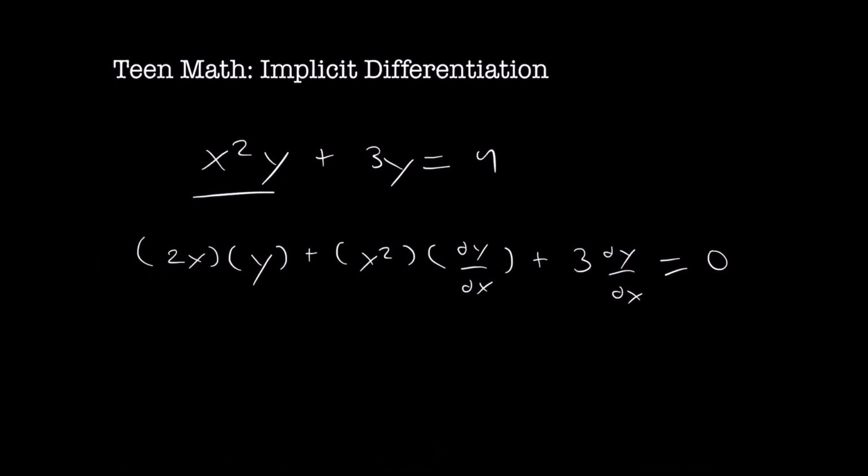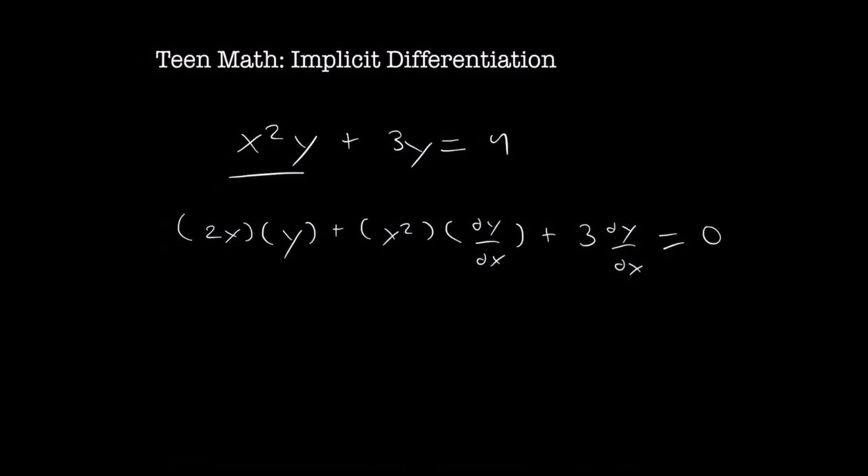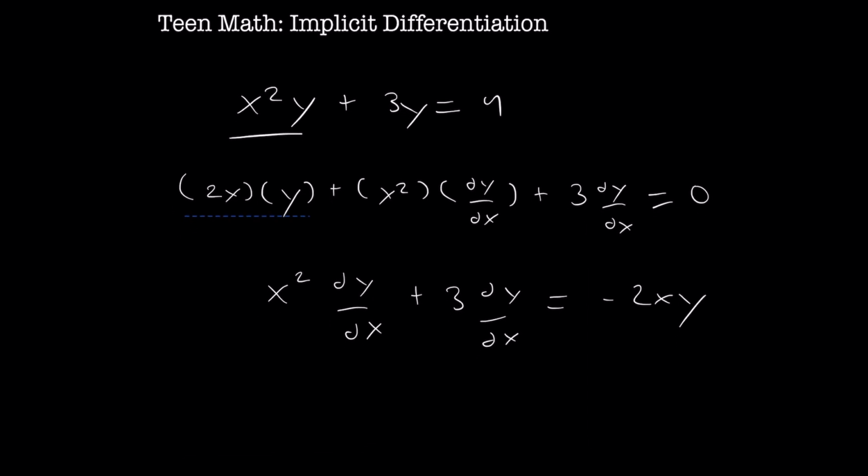Now we have to rearrange this equation so that all the terms including dy over dx are on one side and the rest of the terms are on the other side. There's only one term right here that doesn't include dy over dx, so we just bring it to the other side. So we have x squared dy over dx plus 3 dy over dx equals negative 2xy.